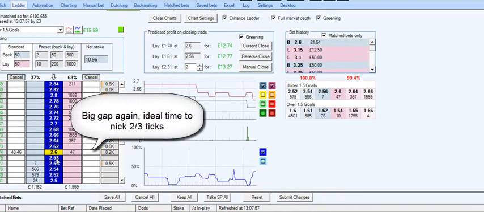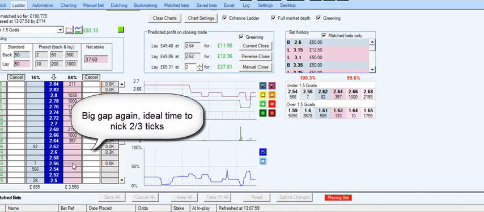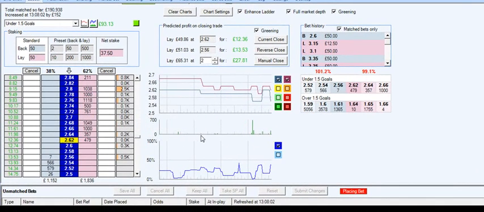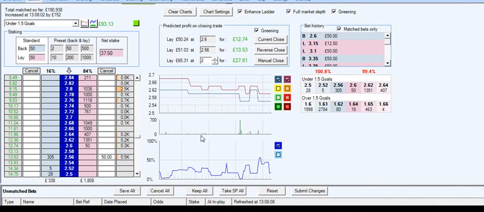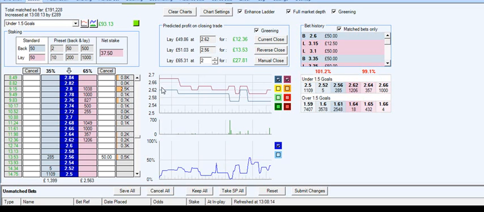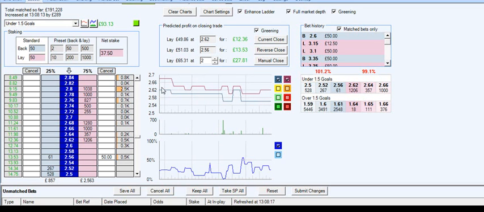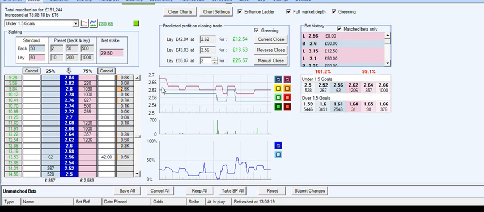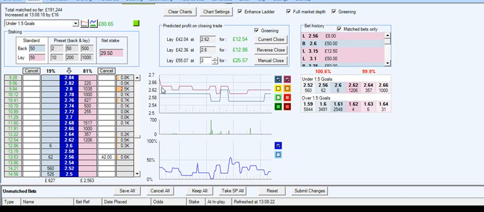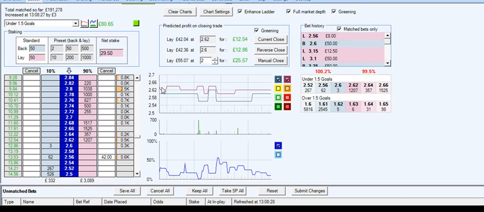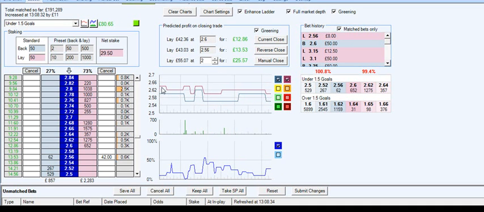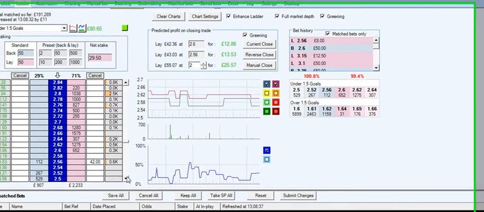Saw a gap, saw an opportunity, got in at 2.6. You've got big gaps, and wait for this to be matched, and then green up again across the board. Looking above the ladder, someone's drip feeding, looks like £1,000 in there at a time, and good luck to them. So we've got £42 left to be matched.